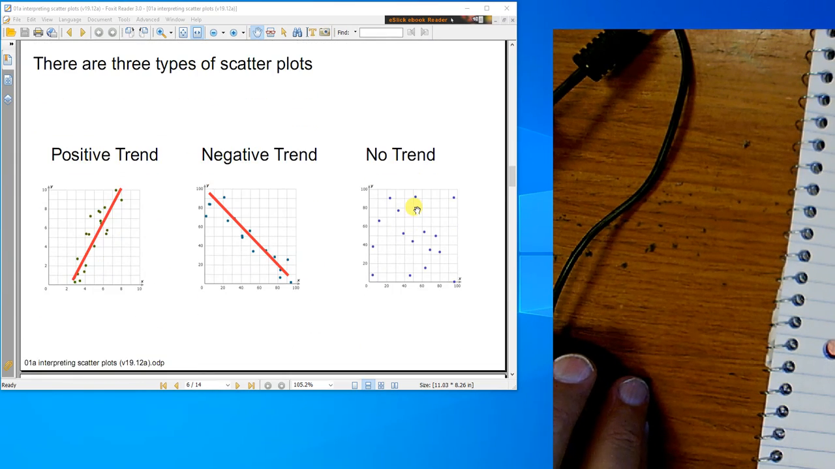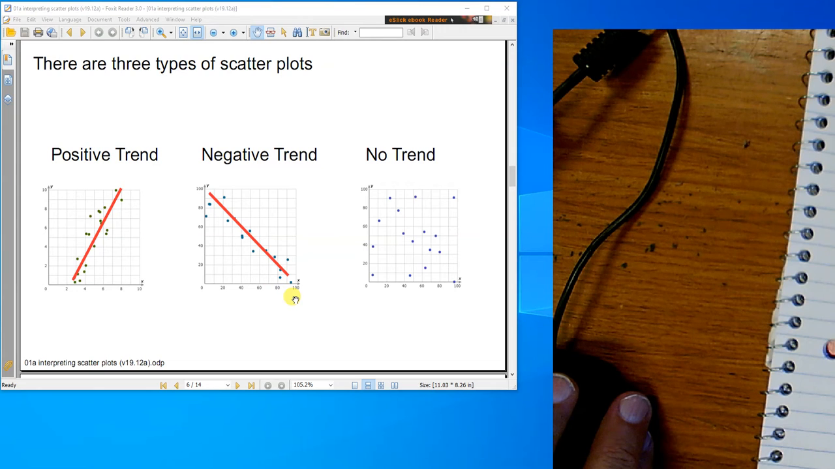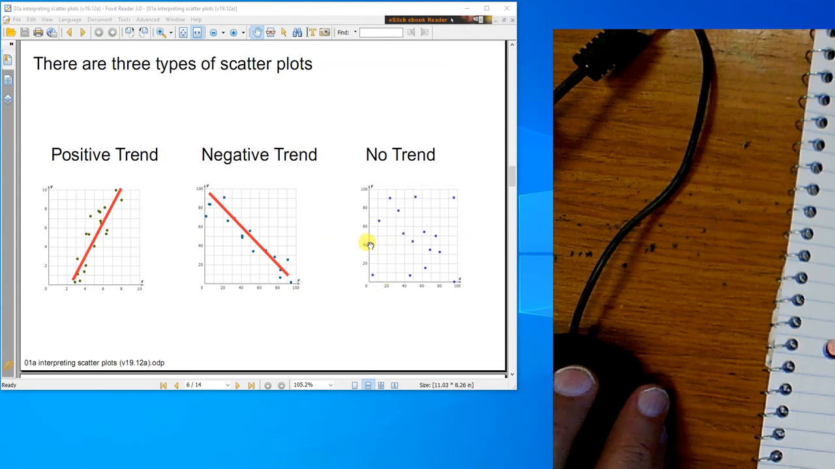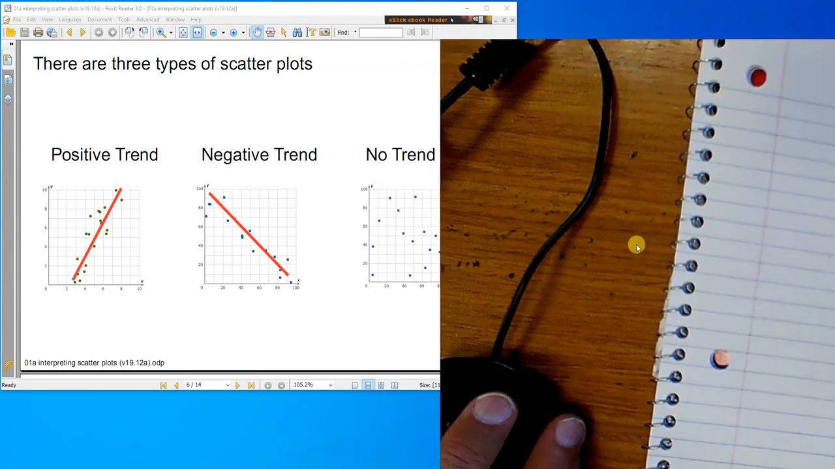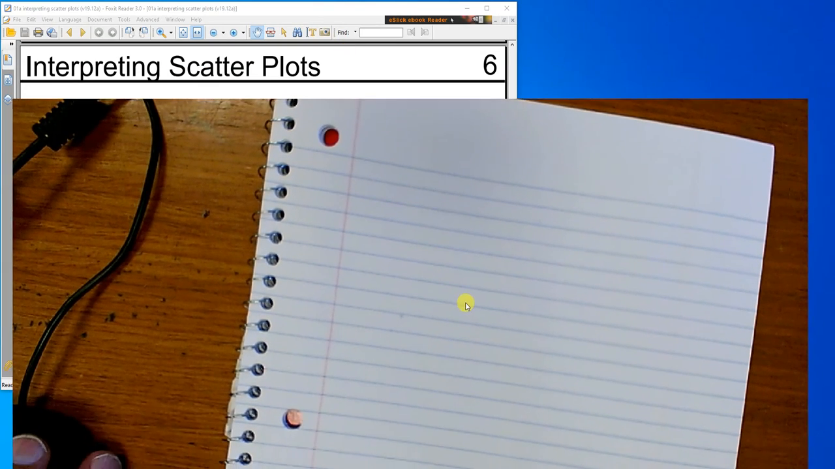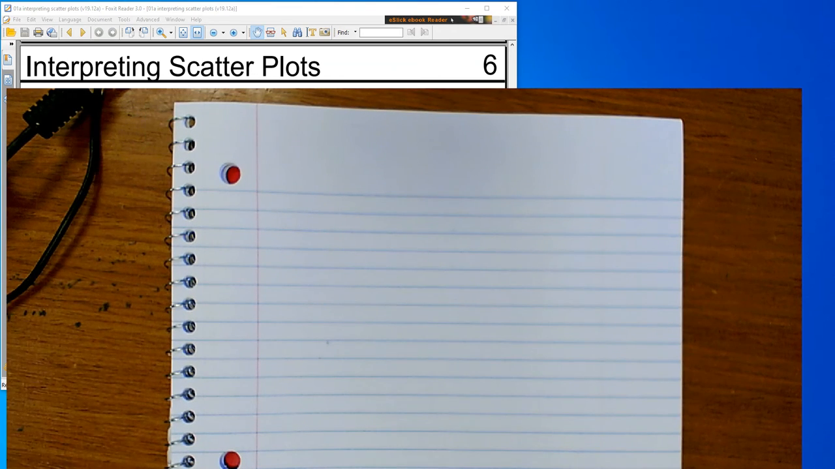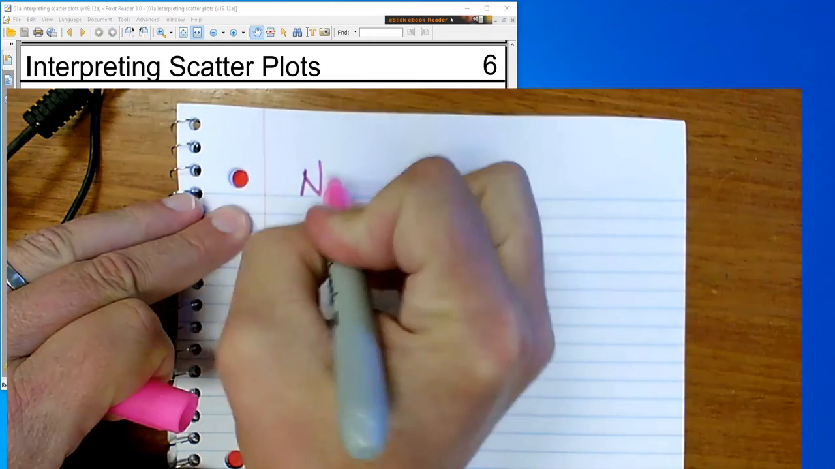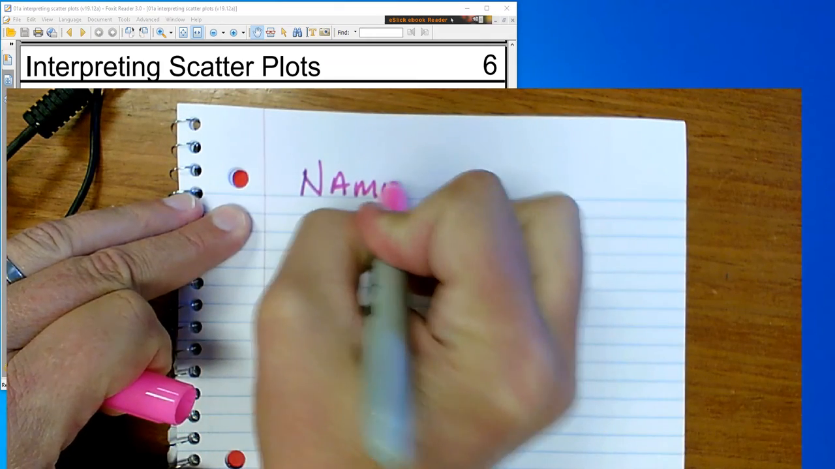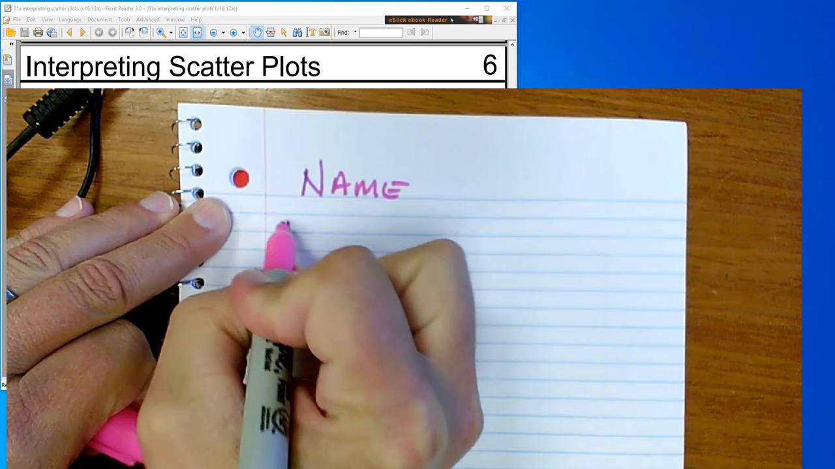There are three types of scatter plots. If the line is going up, we call it a positive trend. If the data points are going down, we call it a negative trend. And if the data points are just all over the place, it's called no trend. So let's get going on our notes. We'll start with our title, which is Interpreting Scatter Plots. So let's start with your name. And today's title is Interpreting Scatter Plots.